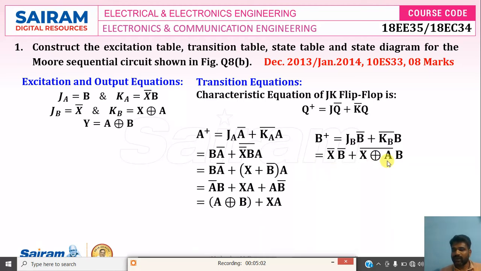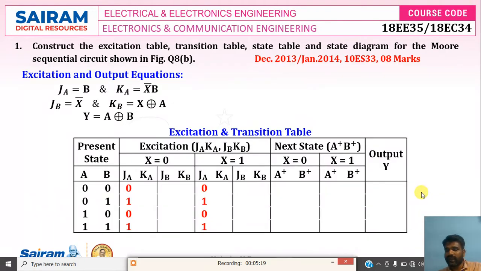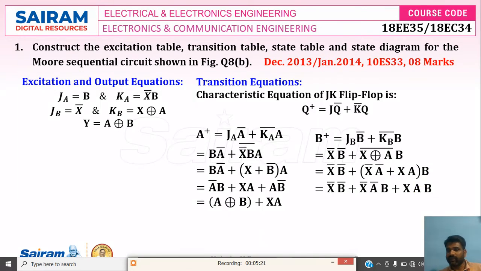It becomes X bar. Clear? Again X exclusive-NOR A gives X bar A bar plus X A, because A XNOR B is A bar B bar plus A B. Then multiply by B. So these are the transition equations.